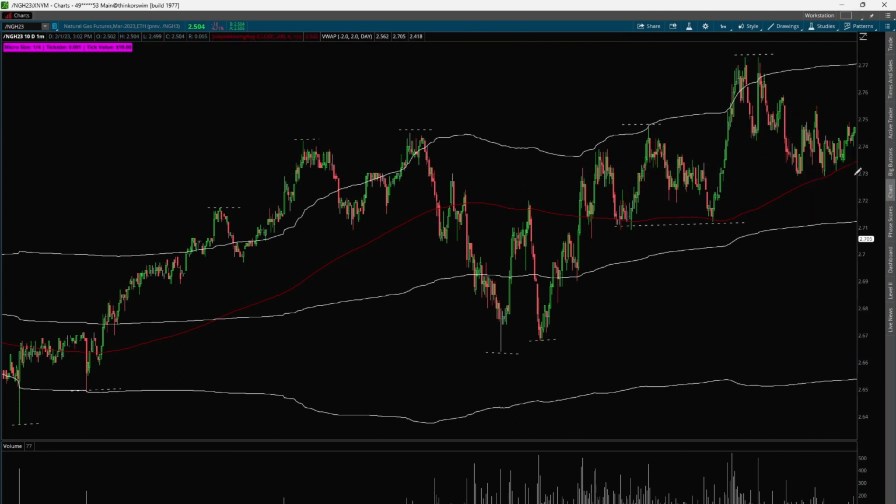So this is what we like to call market structure. If we look at this chart, all of these low and high pivots are making up the market structure of the day. And this is by no means a perfect uptrend. We'll notice it's not really respecting VWAP. It's not really respecting our moving average.